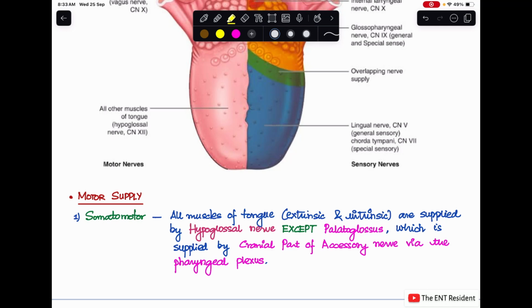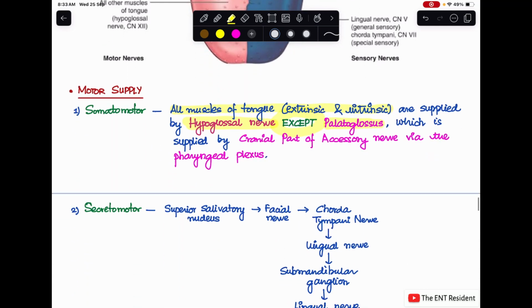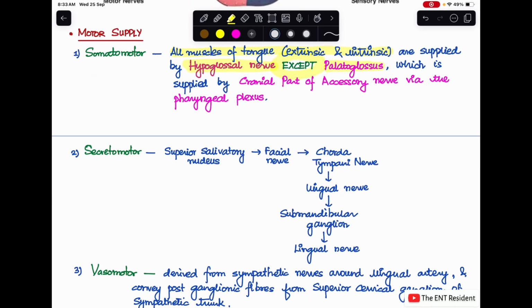If you come to the nerve supply, it is always divided into a motor supply and the sensory supply. Even within the motor supply, there are different parts. First, let's talk about the muscular supply, which is the somatomotor supply. All the muscles of the tongue, the extrinsic and the intrinsic, are supplied by the hypoglossal nerve, except for palatoglossus, which is supplied by the cranial part of the accessory nerve via the pharyngeal plexus. So let's say it again. All the muscles of the tongue, extrinsic and intrinsic both, are supplied by the hypoglossal nerve, except for the palatoglossus muscle, which is supplied by the cranial part of the accessory nerve via the pharyngeal plexus. This is about the somatomotor supply. Next is about the secretomotor supply.